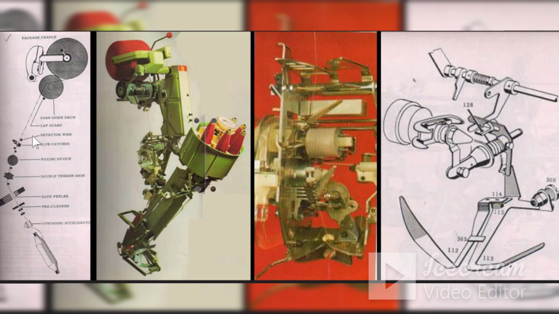This detector wire cannot know whether the ring frame bobbin is exhausted or yarn is broken. So to distinguish between yarn break and package exhaustion, this gate filler is provided. So this gate filler has gate kind of things. This is something what you can see here in this figure. This is the gate filler.